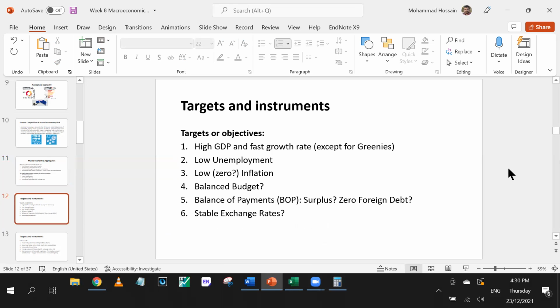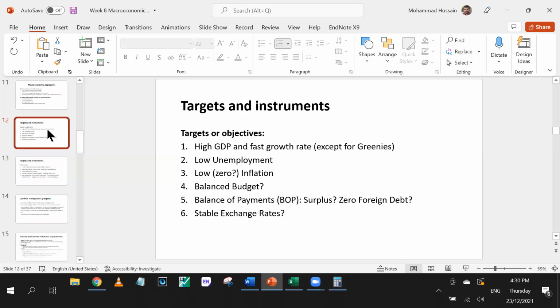And what is the target or objectives? The objective of any country is high GDP and fast growth rate. Develop more quickly. Objective of macroeconomics. Low unemployment. Okay. The target is zero inflation. Budget should be balanced. Balance of payment should be balanced.